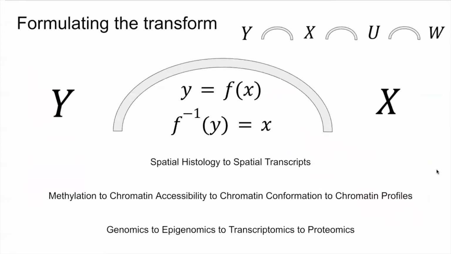So how do we formulate the transform? For example, if we had data sets Y, X, U, and W, where they could be any data set, how would we formulate the transform between Y and X? Well, it's quite a straightforward mapping with a function from function of X to Y and the inverse of that function from Y to X.